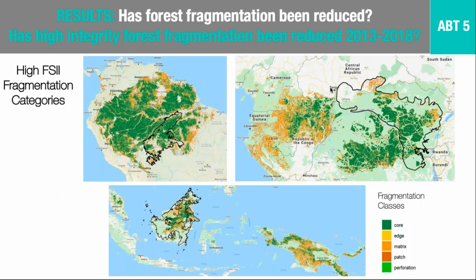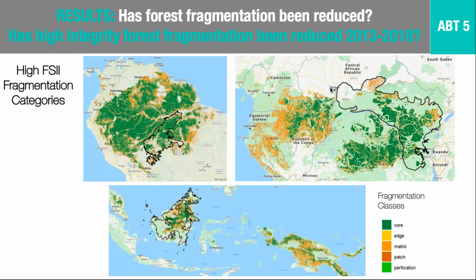Thank you. And so here are some example results for 3 ecoregions in South America, Africa, and Asia. So the top left shows, outlined in black, Madeira Tapajós moist forest in Brazil. Top right shows Northeast Congolian lowland forest in DRC primarily. And then the bottom panel shows Borneo lowland rainforest that spans countries of Indonesia, Malaysia, and Brunei.